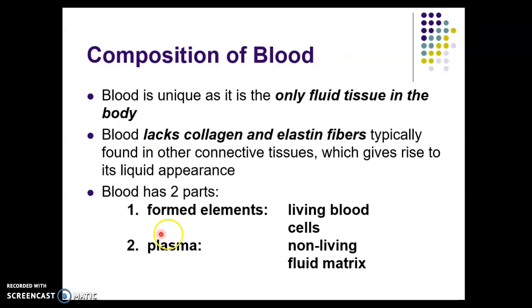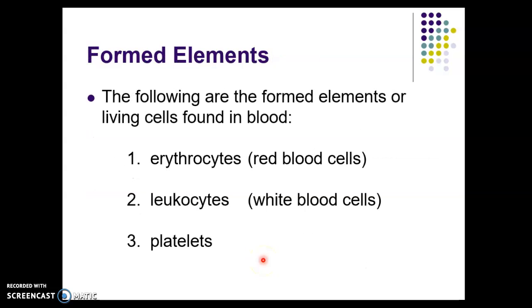So again, formed elements, which are living cells, and we have 3 main types. And plasma is the non-living fluid matrix, which is mostly made up of water. Here are our 3 main types of formed elements, or living cells found in blood: erythrocytes, leukocytes, and platelets. Erythrocytes is the fancy term for red blood cells. Leukocytes is the fancy term for white blood cells, and platelets, well, we can call those thrombocytes.